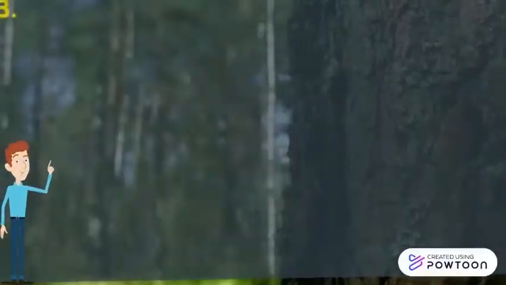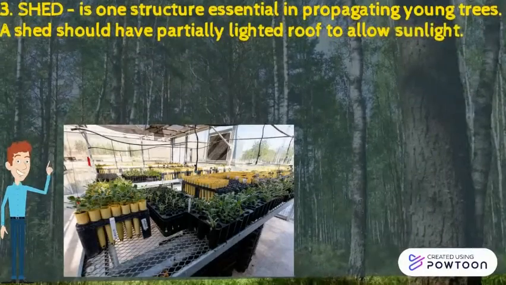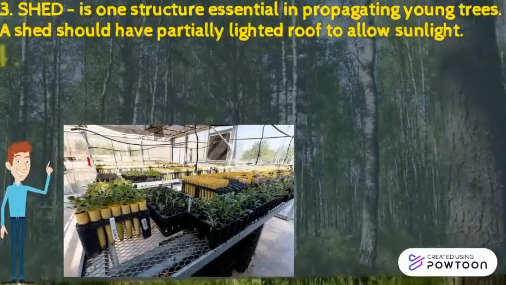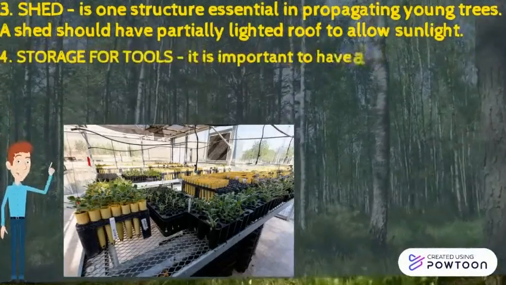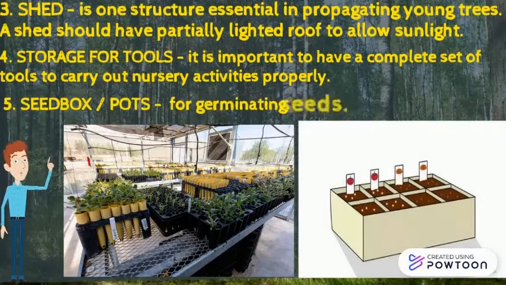Number 3, shed. It is one structure essential in propagating young trees. A shed should have a partially lighted roof to allow sunlight. Number 4, storage for tools. It is important to have a complete set of tools to carry out nursery activities properly. Number 5, seed box or pots for germinating seeds.